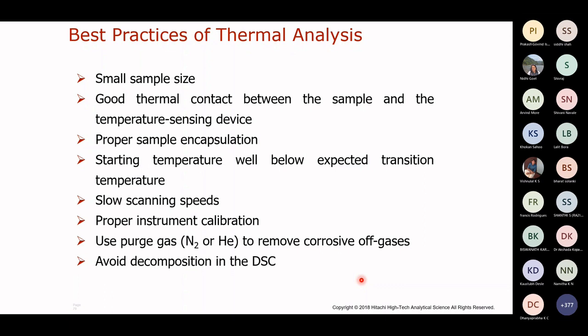You have to always use nitrogen or argon. The system has to always be purged. You cannot use the DSC or TGA without purging, and you should not perform decomposition in DSC. This is a common problem faced in many countries, nothing to do with India. Unnecessarily, many of our customers run the sample up to 300 degrees Celsius when they know their transition is only at 150 degrees Celsius. Please do not allow your sample to decompose in DSC. You will damage your sensor. Nothing to do with Hitachi, it is true for all manufacturers. So please note this important information.